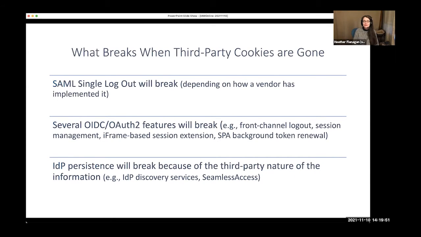Okay, so what breaks when third-party cookies are gone? As I mentioned, depending on how a vendor has implemented it, SAML single logout could have a problem. For all of you who have implemented SAML infrastructures, you'll know that single logout is extraordinarily difficult, and it's rarely implemented well anyway. So how much of an impact this will have is unknown. Several OpenID Connect features will break, which I mentioned: the front channel logout, session management, anything that's iframe based.